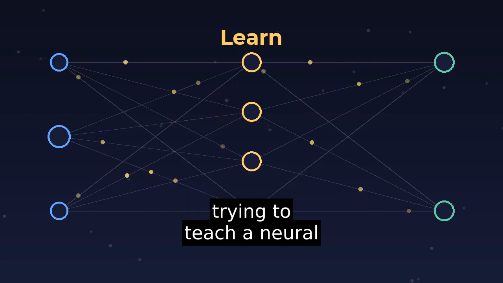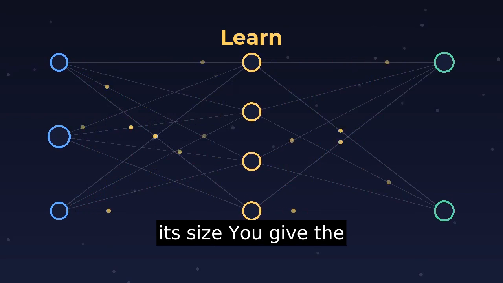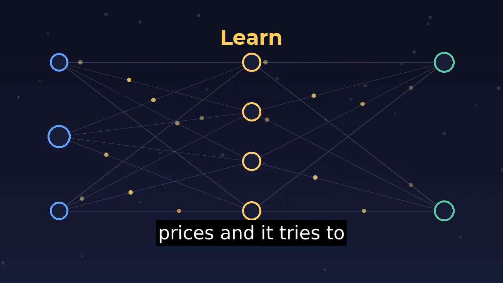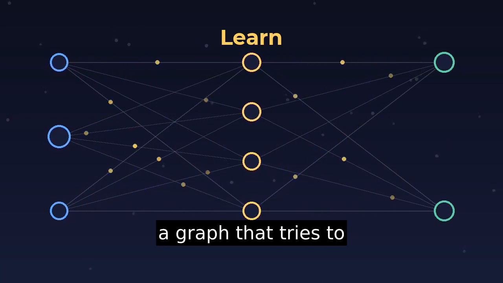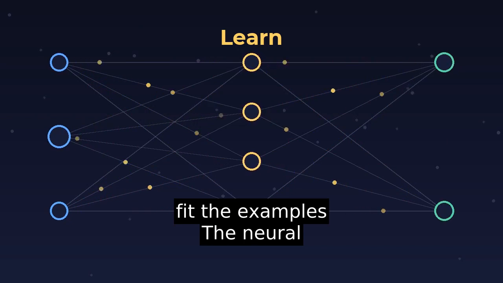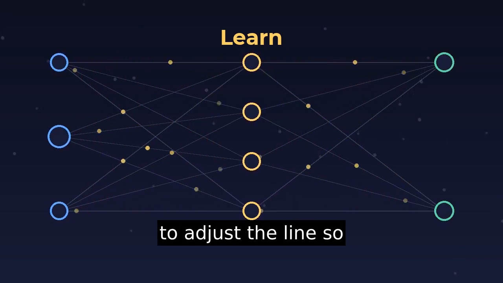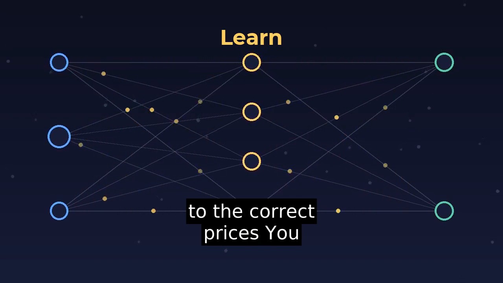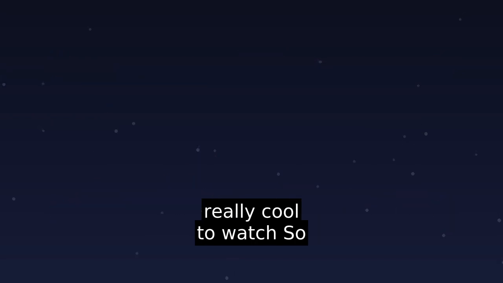Imagine you're trying to teach a neural network to predict the price of a house based on its size. You give the neural network some examples of houses with their sizes and prices, and it tries to make a guess. The guess is like a line on a graph that tries to fit the examples. The neural network then uses gradient descent to adjust the line, so it gets closer and closer to the correct prices. You can see how the line changes over time, and it's really cool to watch.